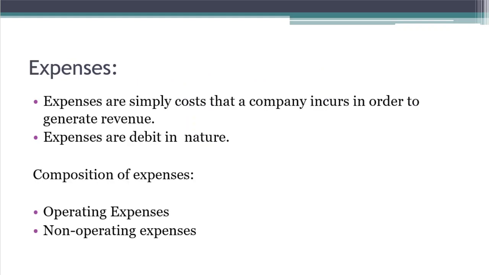Expenses. As there is a popular saying, it costs money to make more money. An expense is the cost of operation that a company incurs to generate revenue. Some of the common expenses are salary, rent, administrative expenses, etc. Business expenses are debit in nature, which comprises of two different elements. Those are operating expenses and non-operating expenses.